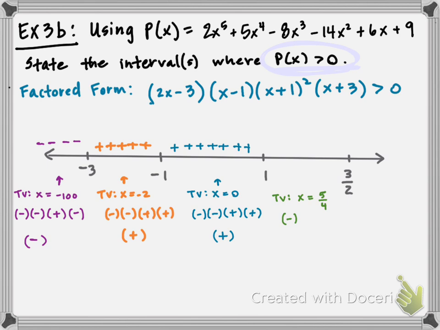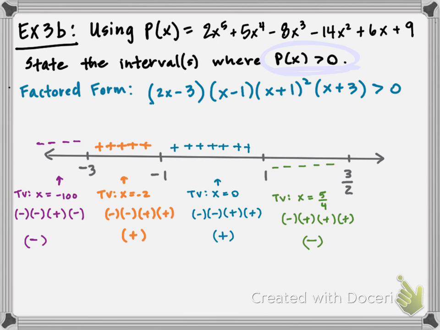5/4 minus 4/4 makes a positive number. 5/4 plus 1 makes a bigger positive number, and when I square it, it's a positive number. And then 5/4 plus 3 is going to be a positive number. When I take the product of those four symbols, I'm going to be left with a negative. So this drops my region back down low.